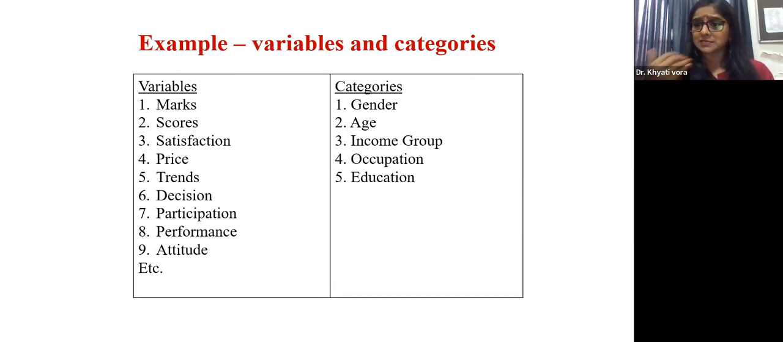Now, if somebody asks me, my behavior is a variable, but my gender is constant. My age keeps growing. That's okay. But even that is constant in a particular period of time. Income group is categories. Though it keeps changing in a particular moment, in a certain circumstance, they are categories, they are not variables. So if I'm studying somebody's age, it's not a variable. It's a category that you are studying. So you should know the basic difference between the both.